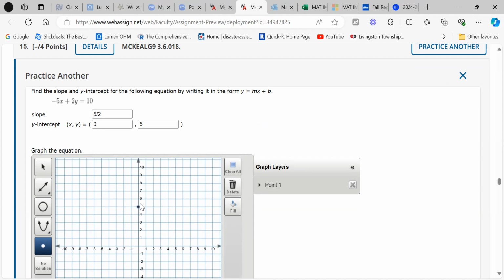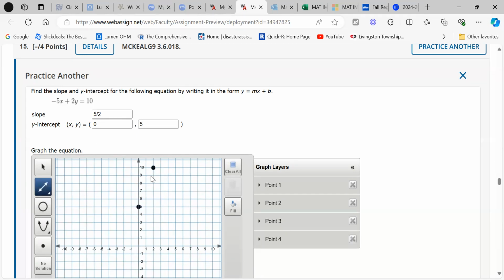So we do that. Go up 5 units, 1, 2, 3, 4, 5. Go to the right 2 units, right? You get (2, 10), which is the second point. Go up 5 units, 1, 2, 3, 4, 5. Go to the right 2 units, right on the spot. Once you have the second point, now you click on this. Click on the first point, then the second point, and the line comes up.